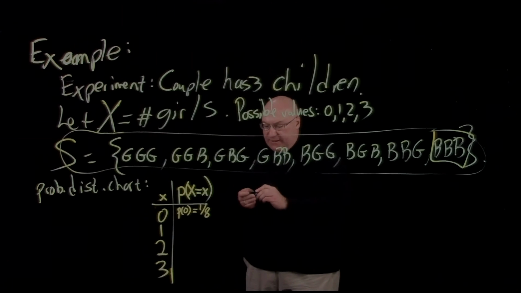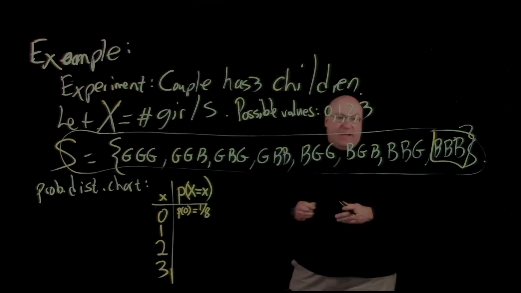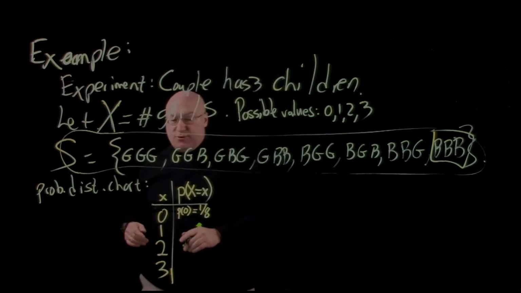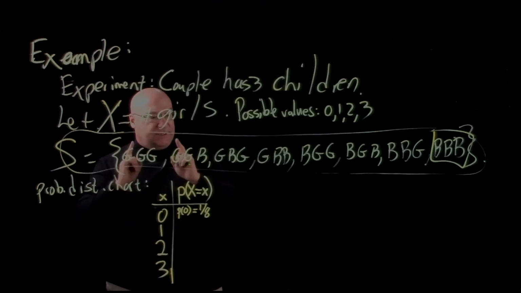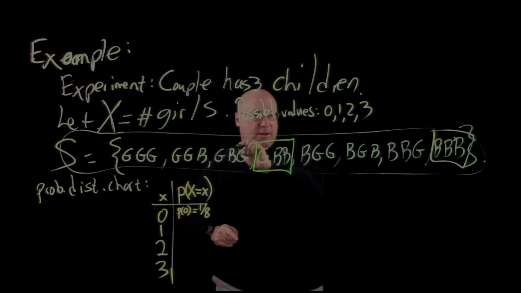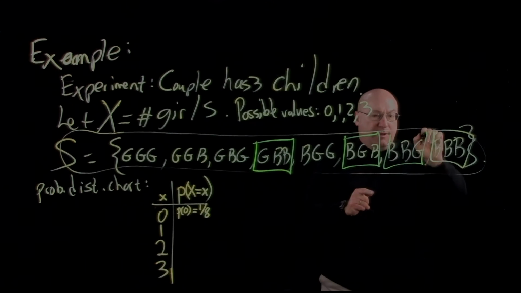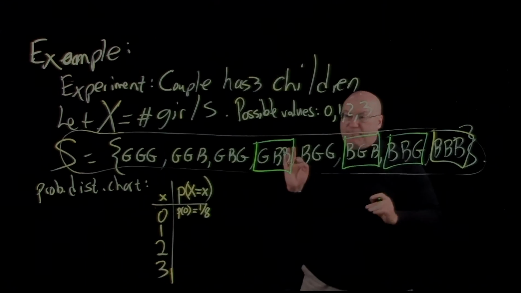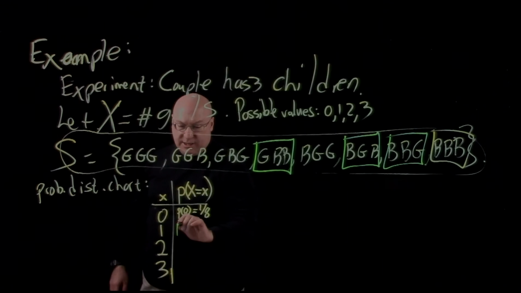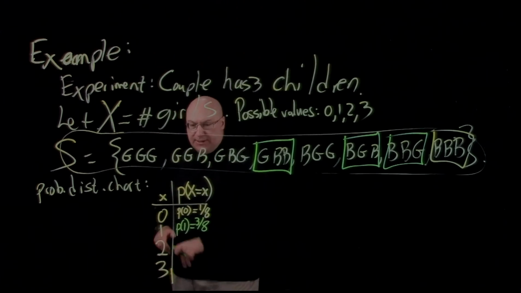What's the probability that X is 1? Let me go to green for that. The probability that X is 1, what's the event that that corresponds to? I have to go through and find where the number of girls is exactly 1. No, no, no. Here's 1. No, here's 1. Here's 1. And that's it. There are 3 possibilities out of 8 equally likely. So the probability of 1 is 3/8.